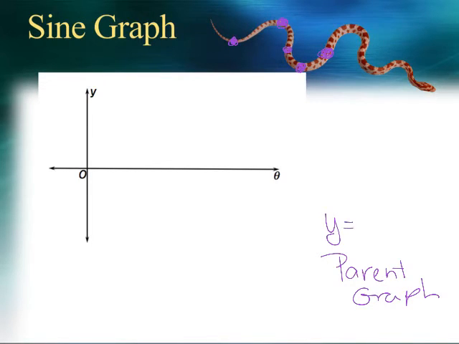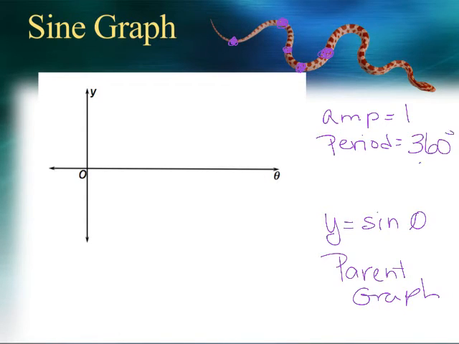And y equals sine of theta. So our amp is 1, because it's the absolute value of 1. Our period is 360 degrees divided by 1, so 360 degrees, or 2 pi. So that's our parent graph all the time. So let's go ahead and draw our amp.